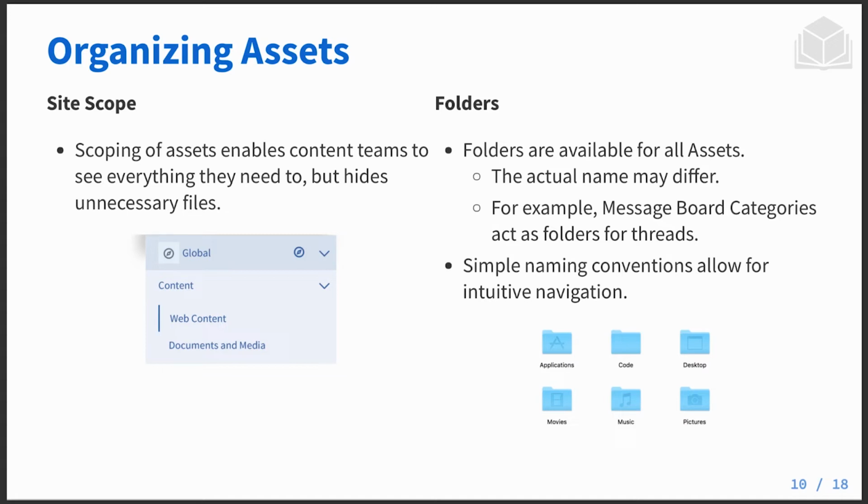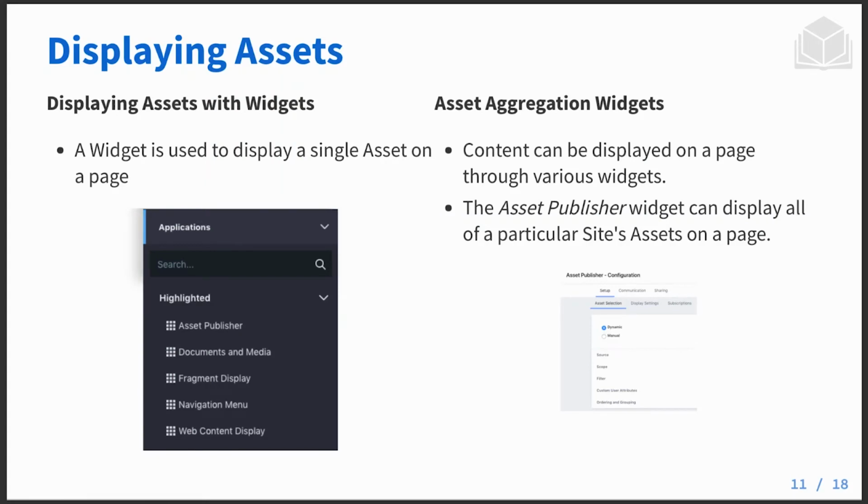So for web content, documents, and media, you have folders. For message boards, you have things like categories. For wikis, you have things called wiki nodes. All of these are a similar concept, making sure that you can keep your assets organized. Now, when it comes to display, like I mentioned earlier, each asset has its own corresponding widget. So if we have web content, we have a web content display widget. If we have documents and media, we have a documents and media display widget, et cetera. So if you're working with those assets, you can place them on the page, and there will be corresponding widgets to display that content on the page.